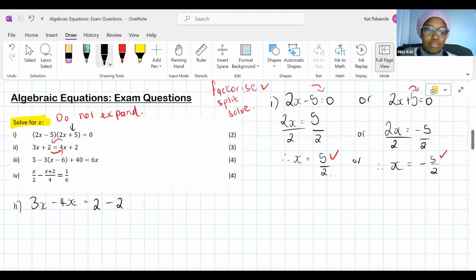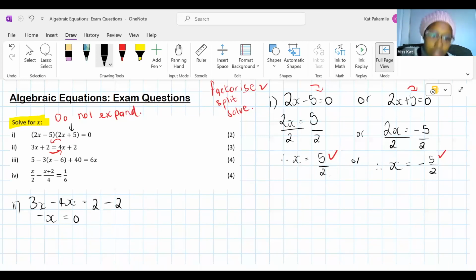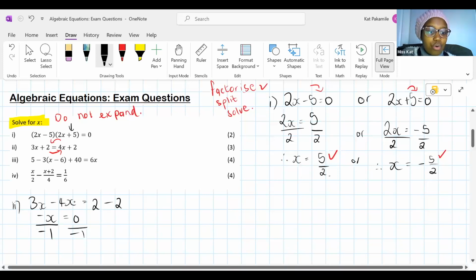Right? What's 3x minus 4x? Negative 1. So it's going to be negative x is equal to 2 minus 2, which is 0. I don't like this question, but you still have to show that you're dividing by -1 to get rid of your negative. You see that? Therefore, your final answer is x is 0.